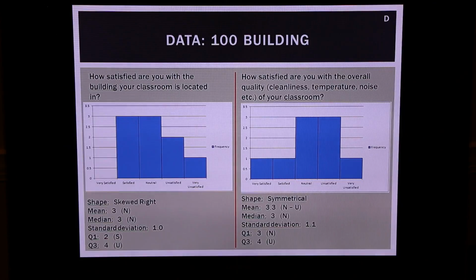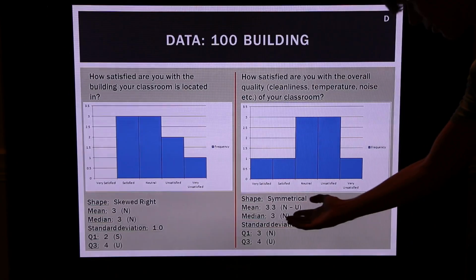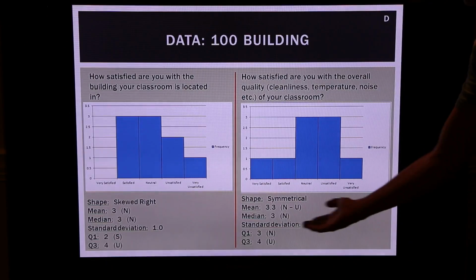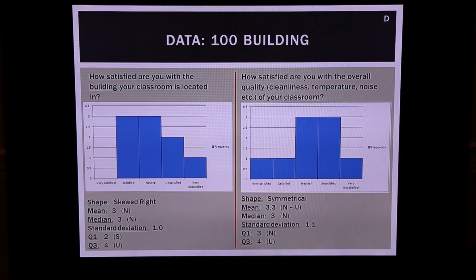And then we look at how satisfied they are with the overall quality of the classroom. Since it is the 100 building, the majority will be unsatisfied and very unsatisfied. So you have a mean of 3.3 and a median of 3, the standard deviation of 1.1. So most teachers in the 100 building are not going to be satisfied with their classroom.